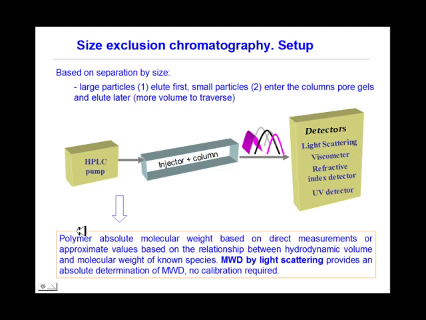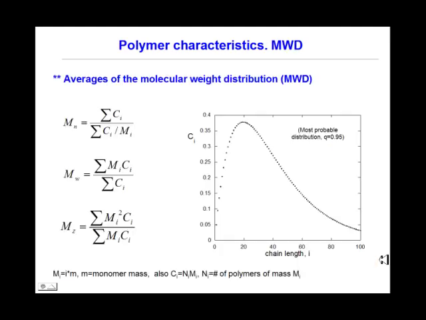All these provide polymer absolute molecular weight based on direct measurements or approximate values based on the relationship between hydrodynamic volume and molecular weight of known species. As you know, molecular weight distribution by light scattering provides an absolute determination and no calibration is required. As I said before, we measure different averages of the molecular weight distribution, and they are introduced below. Number average, weight average, and Z average mass distribution, molecular weight.